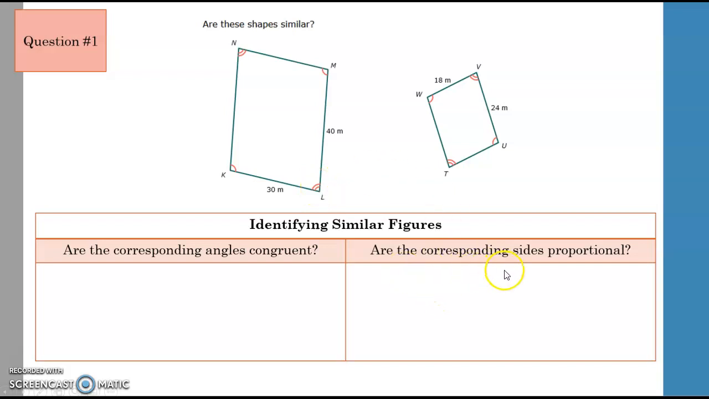And are the corresponding sides proportional? Okay, so you're going to have to decide which sets of sides go together, divide their measures, and check to see that they all have the same ratio. If they do all have the same ratio, then they are proportional. If even one ratio is different, then they are not proportional. So go ahead and pause the recording now and see if you can answer this question, and then we'll take a look at the solution.